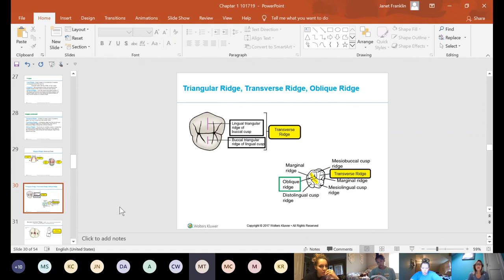Yes. Okay. So you guys have seen pictures of people skateboarding, where they skateboard down one ramp and up the other side of the ramp. Can you picture that? Okay, so imagine that those two peaks of the ramp are the cusps and you slide down one and you slide down the other. If you slid all the way across, down one side and up the other, that would be the transverse. Each one sliding down to the center is its own triangular ridge, but if you slid the whole thing, that's a transverse ridge.